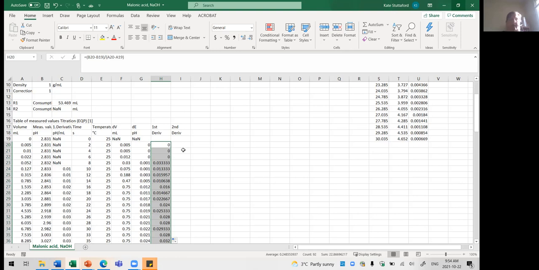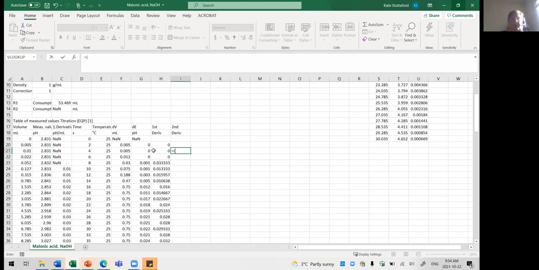The second derivative is the derivative of the first derivative, so it's going to be delta first derivative over delta x. So again, start with an equal sign and an open bracket, subtract the first derivative, and then divide by the difference in the volume. And again, copy that down.